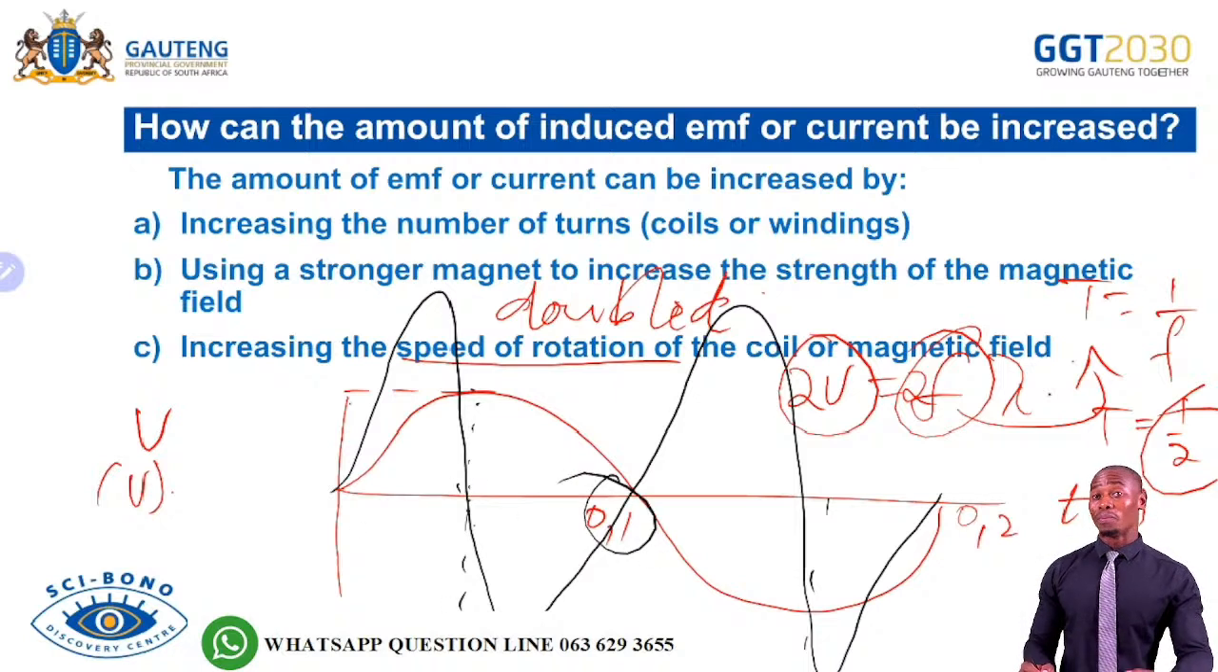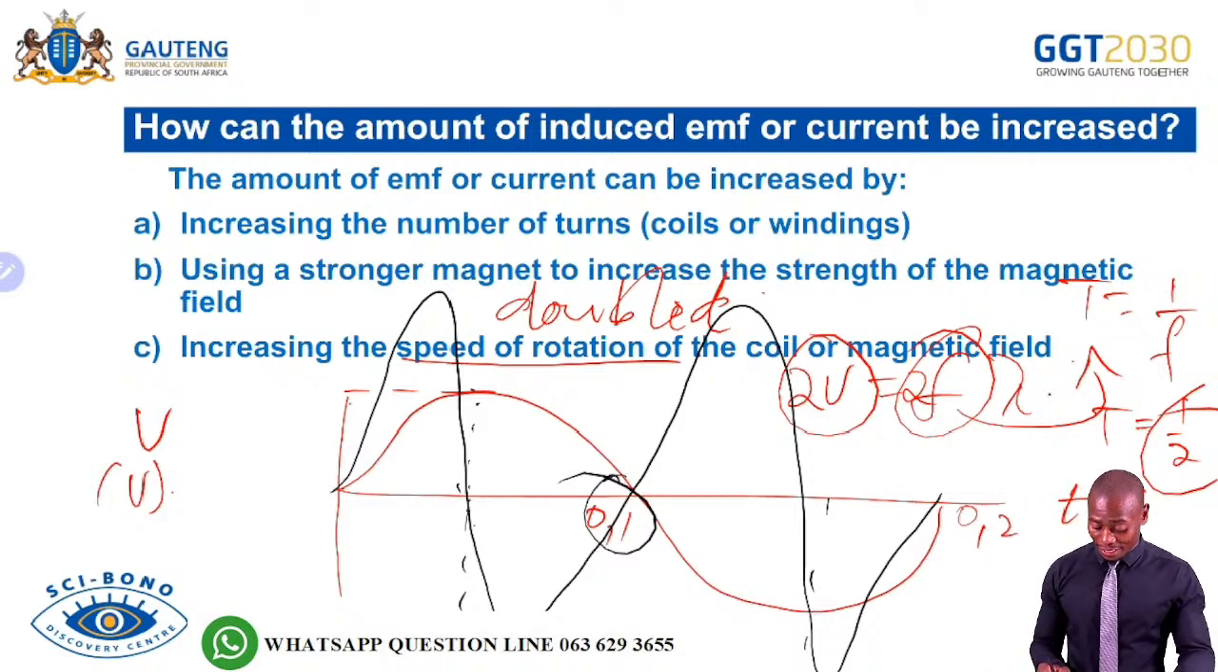All right. So please be careful, learners, when it comes to that. When the speed of rotation of the coil is doubled, there are two things that will be affected. One, it is the EMF that is induced, or the current that is being induced. Then another thing that will be affected is the frequency. And how is the frequency affected? If the speed is doubled, frequency is also doubled. But what about the period? Period is half.